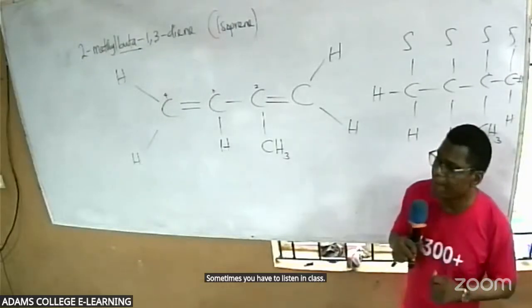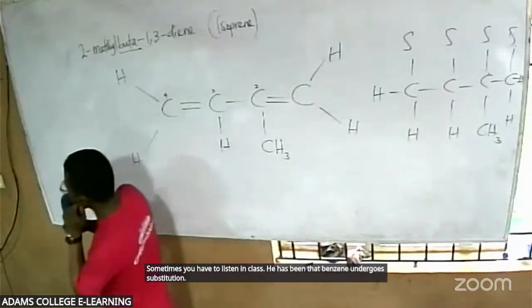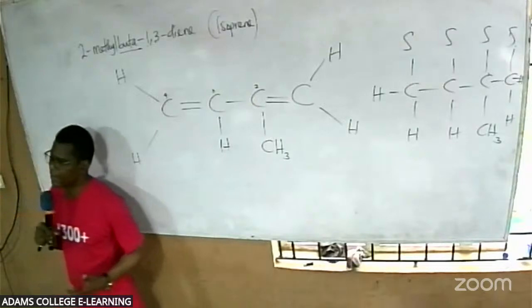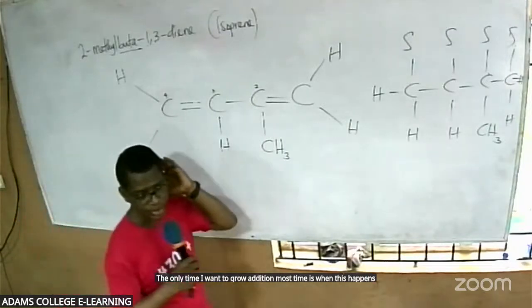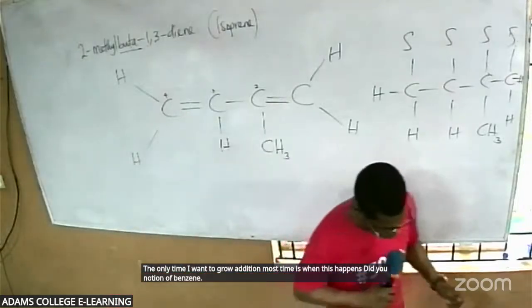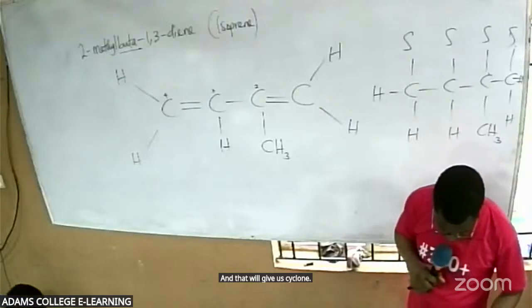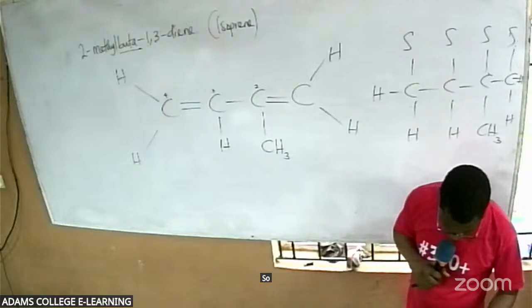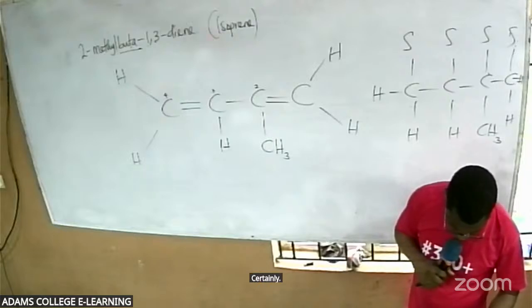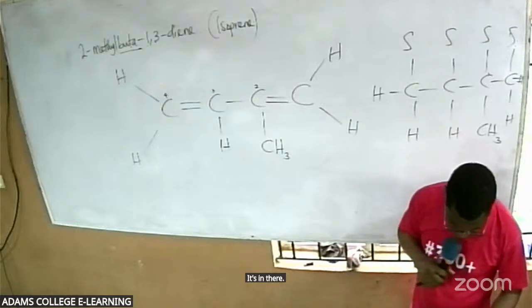He explained that benzene undergoes substitution. The only time you can undergo addition, most times, is when this happens at the junction of benzene. And that will give us cyclohexane. The answer is C, cyclohexane. Is cyclohexane there? Okay.